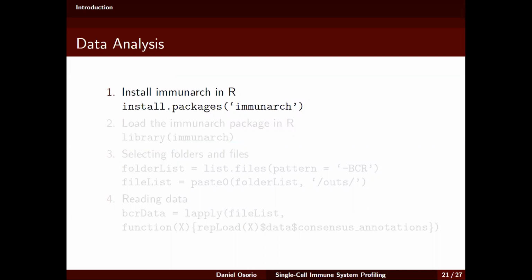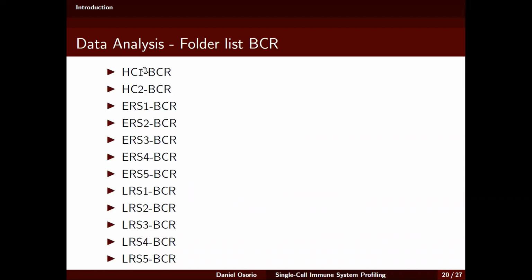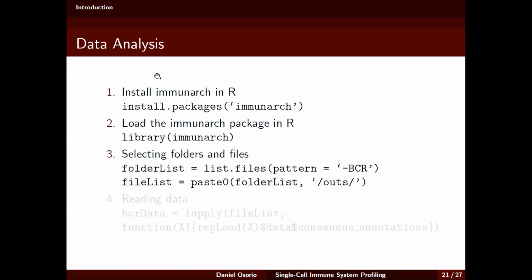After installing it, we are going to load the package. And once it is loaded, we are going to select the folders. To select the folders, we use a function called list.files, and we are going to use a pattern that is -bcr. This is because when I process the files, I pay attention to generate all the folders finishing with that pattern. So it makes my life way easier afterwards. I just need to tell R to select all the folders finishing in BCR.